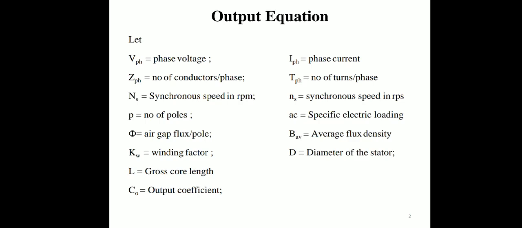P, the number of poles; phi, the air gap flux per pole; kW, the winding factor; L, the gross core length; C0, the output coefficient; IPH, the phase current; TPH, the number of turns per phase; NS, the synchronous speed in RPS; AC, the specific electric loading, somewhere denoted by small q; BAV, the average flux density; D, the diameter of the stator.